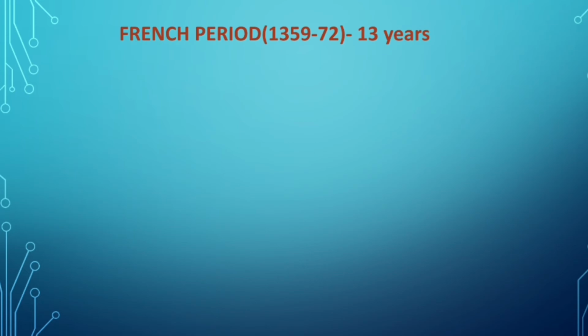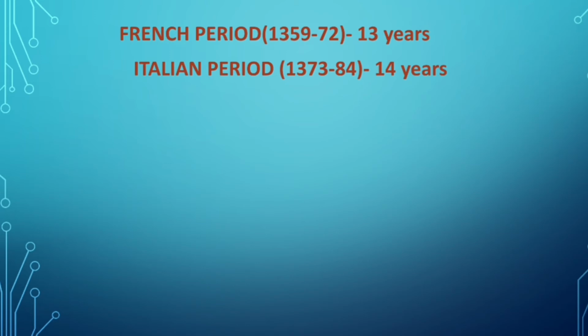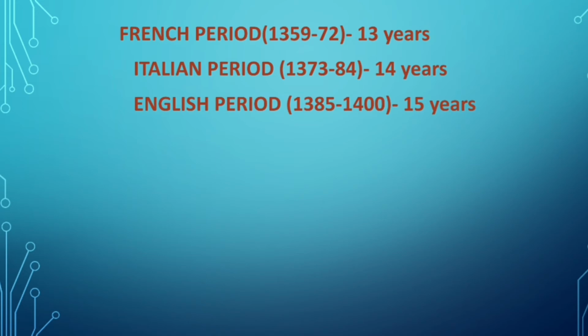French period, sabse pehle aa gaya French, pehle hum bata rahe French, Italian and English. The French period is from 1359 to 72, 13 years. Then the Italian period, from 1373 to 84, 14 years. And then the English period, from 1385 to 1400, which is 15 years. So 13, 14 and 15 years. If you need to remember the sequence, the trick is F-I-E.